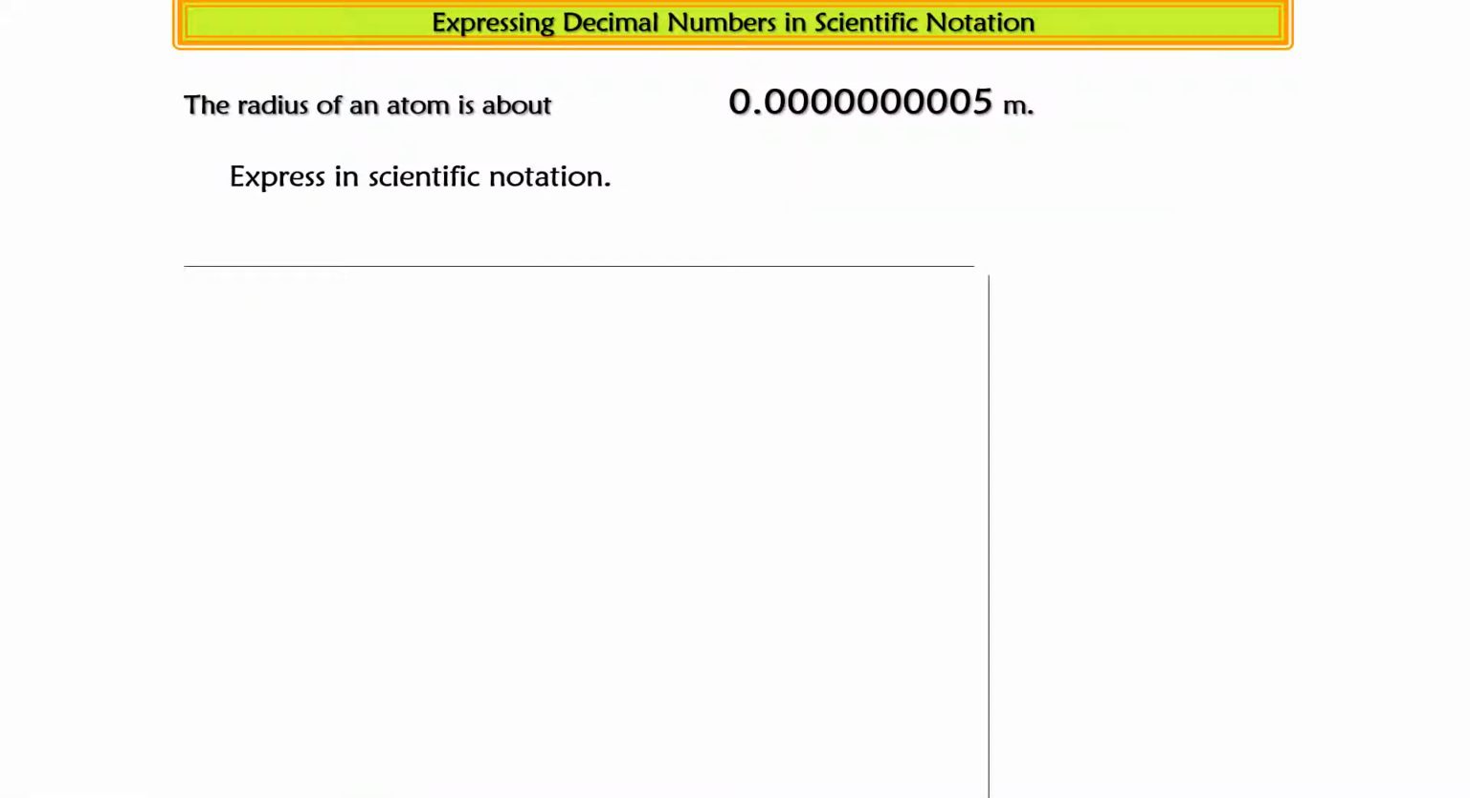Hi, this is Mr. Hood, and we're going to talk about expressing decimal numbers in scientific notation. For example, the radius of an atom is about 5, take a guess, 10 billionths of a meter.